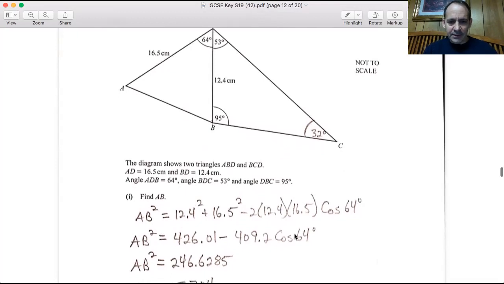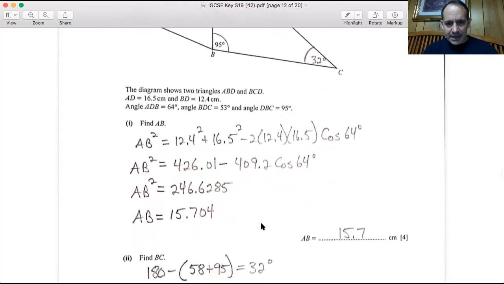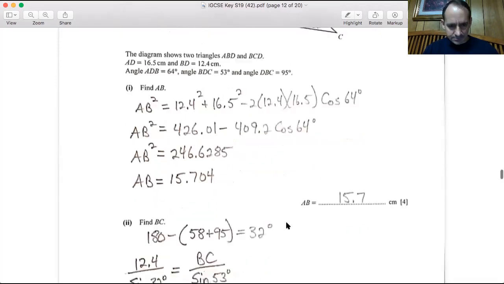We're solving for AB. So as you work through this, make sure that you're careful right here at this step. When you subtract, you cannot subtract these two numbers. Multiplication has to come first. So make sure you multiply this before you subtract. That's where a lot of students make a mistake: they subtract these two numbers before they multiply, which is incorrect. You multiply these two before you subtract. You get this square root and you get 15.7, three significant figures, for your AB.